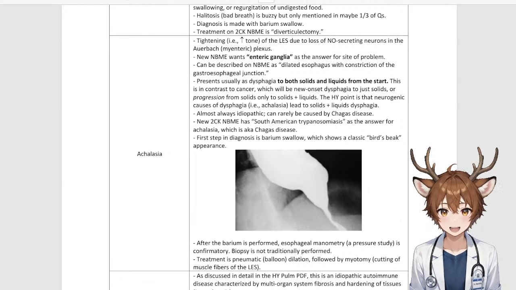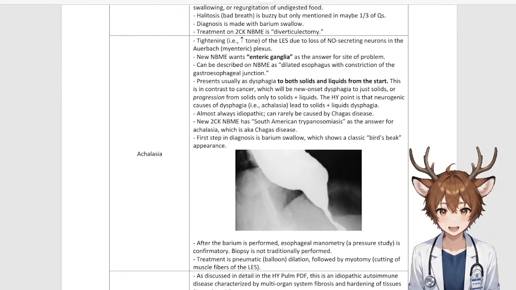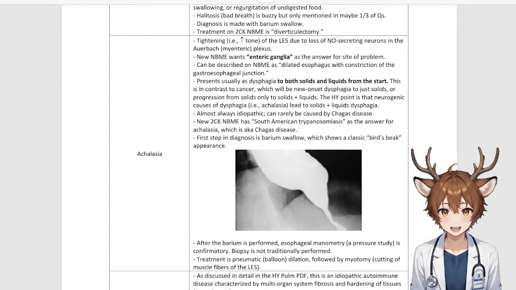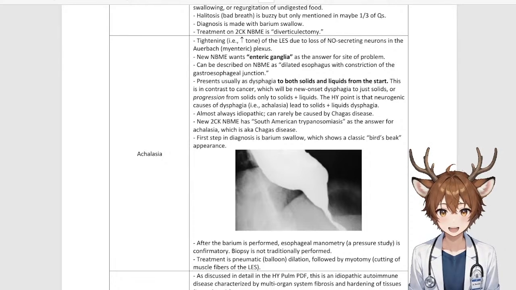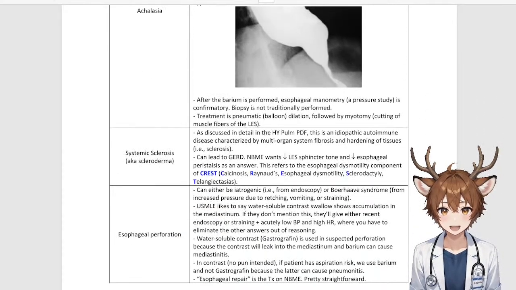Treatment is pneumatic balloon dilation followed by myotomy, cutting of the muscle fibers of the lower esophageal sphincter, because they're constricting the sphincter and preventing it from allowing things to pass through it. So they have to cut the fibers.